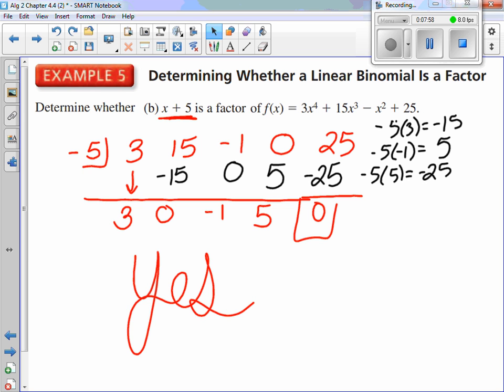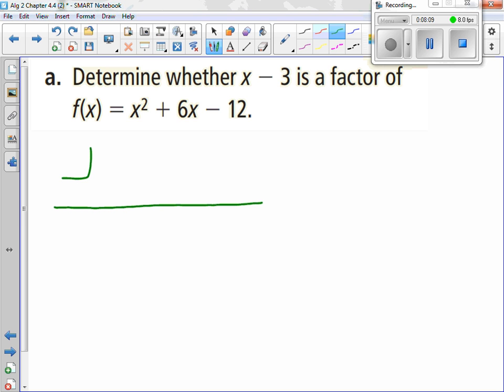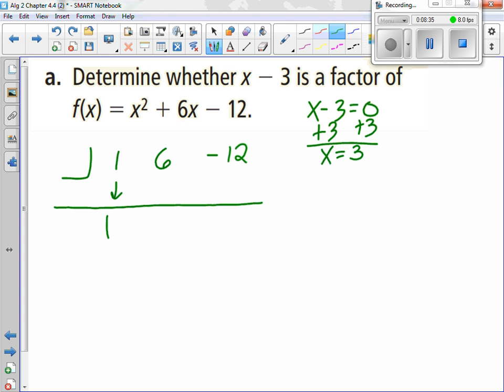Any questions on this here? Let's do another one. So our numbers across the top would be what? Well, 1. We're going to drop the 1. Now, to figure out what goes in the box, we would solve x minus 3 equal to 0, and we do that by adding 3 to both sides, and we find out that x is equal to 3.